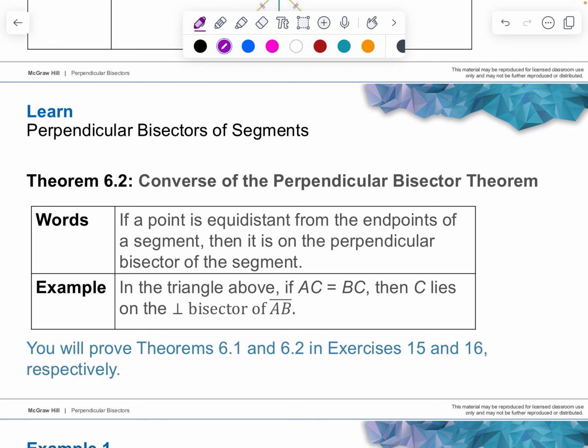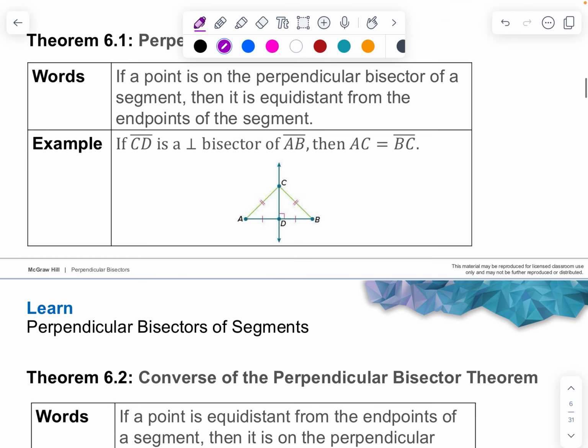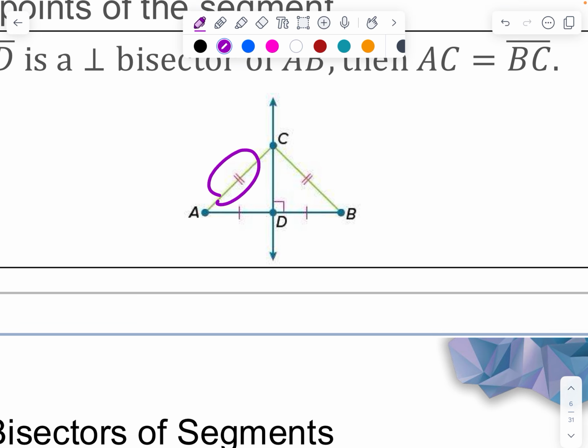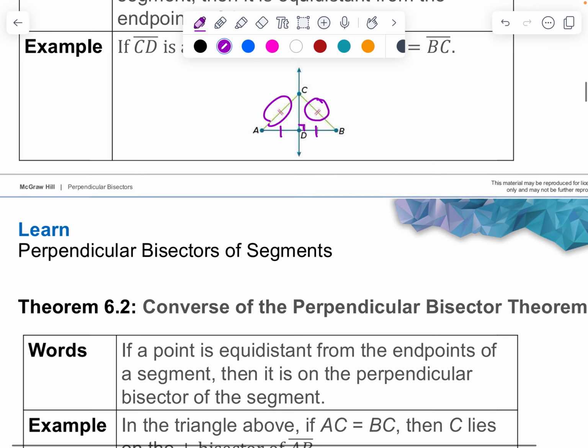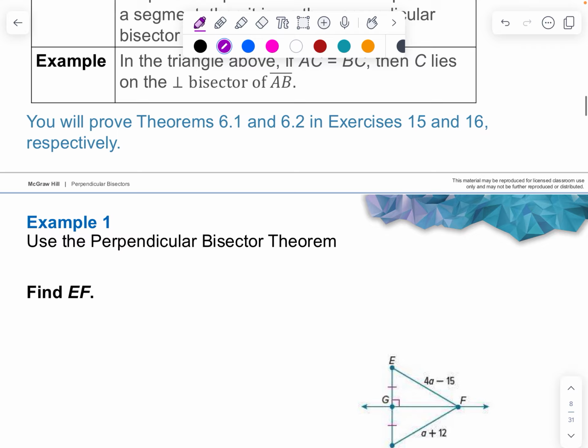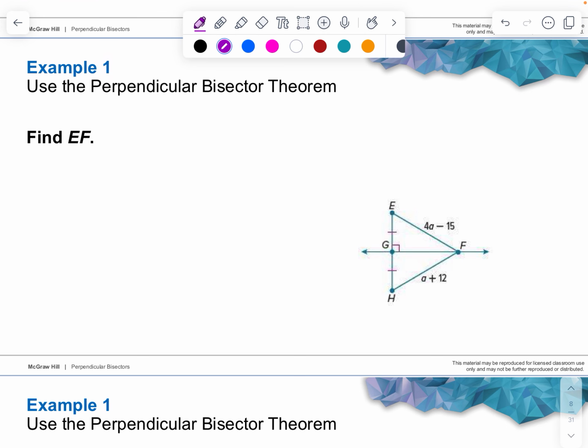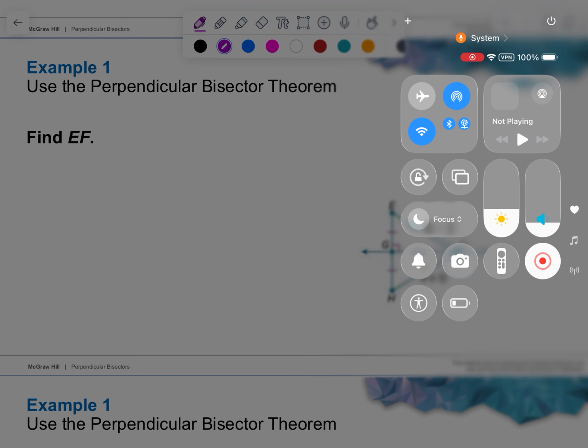And then theorem 6.2 is the converse of that. If a point is equidistant from the endpoints of the segment, then it is on the perpendicular bisector. So if you're able to prove that this is equal to this, it must be perpendicular and these must be equal. Okay? So that's what your converse is telling you. So let's look at example 1. We're going to use that perpendicular bisector theorem in just a moment here.